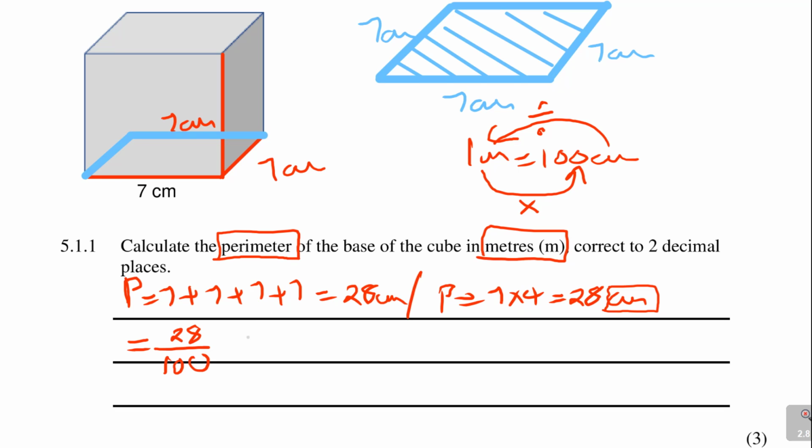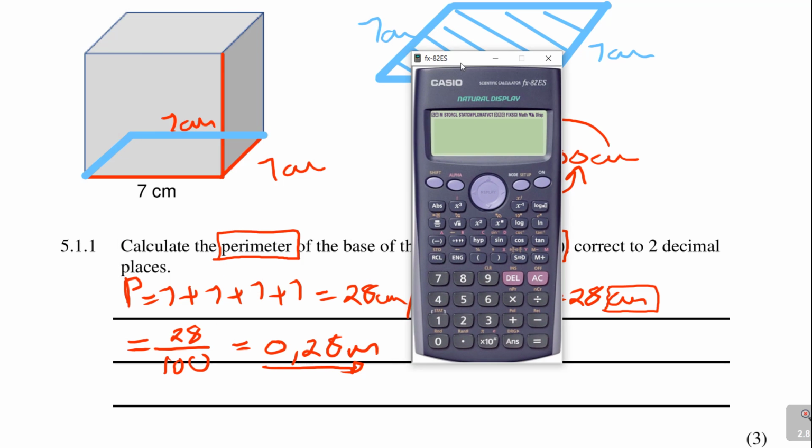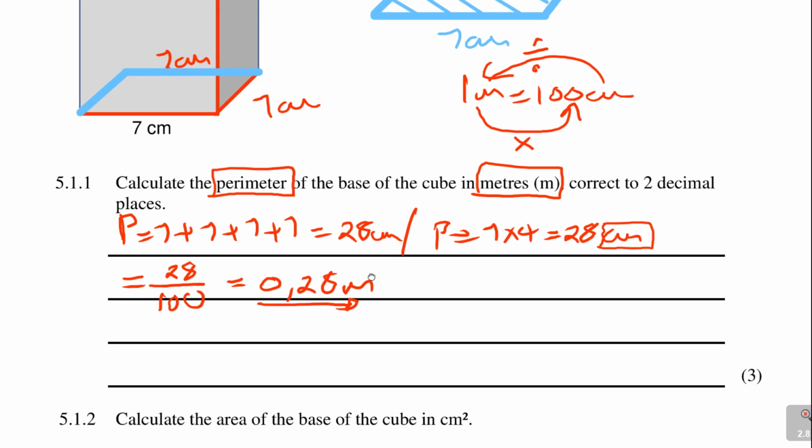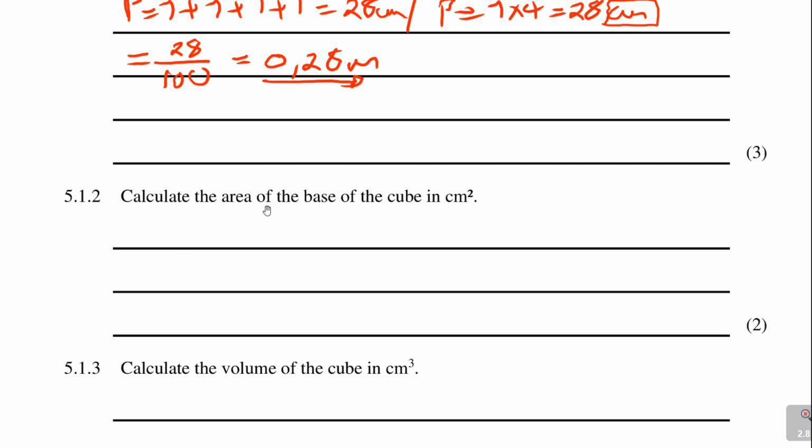And then when you do that, which is equal to, take a calculator, which is 0.28. They say to 2 decimal places, then that becomes the answer. So now you can do that with the calculator. You take your calculator, just want to show you, and then you just divide 28 over 100, then equal to, you press it and get 0.28, but it's in meters. Alright, that's the perimeter.